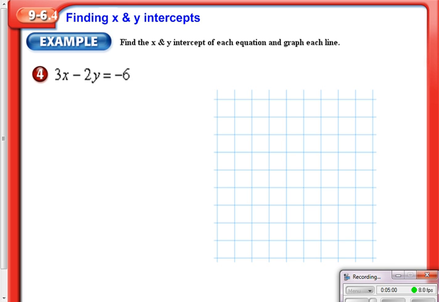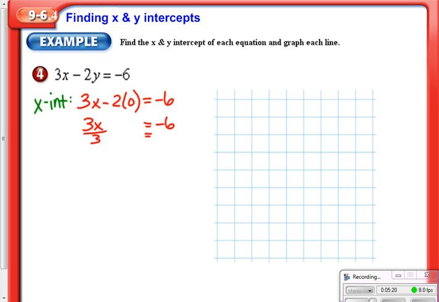Plug your values in for x and y as mentioned above. So in order to find that x-intercept, you're going to put 0 in for y. We want to leave x to find that intercept. I'm going to put 0 in for y and solve. I get 3x equals -6. Divide by 3 to both sides, and I find out that my x-intercept is -2.